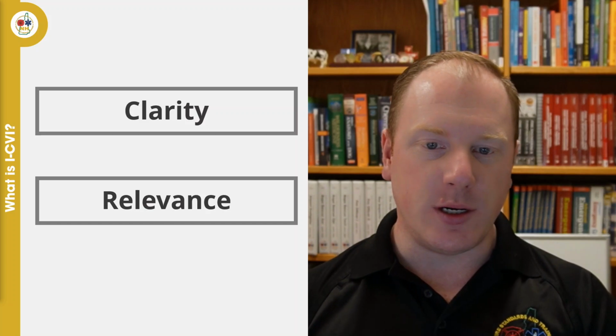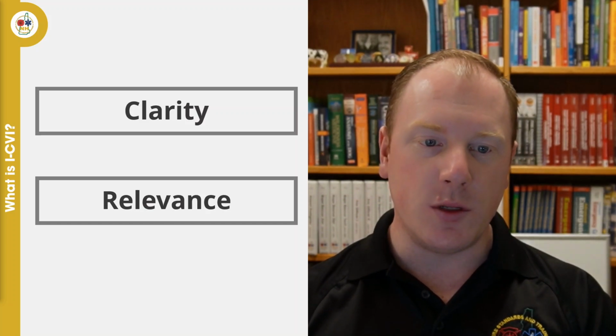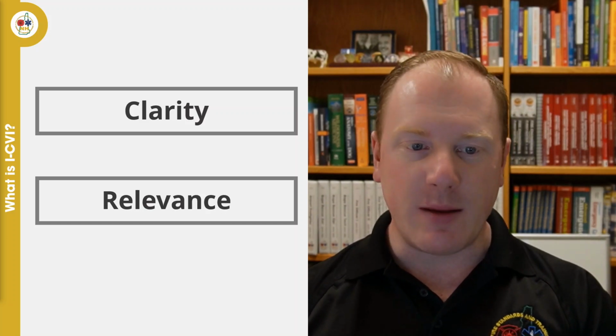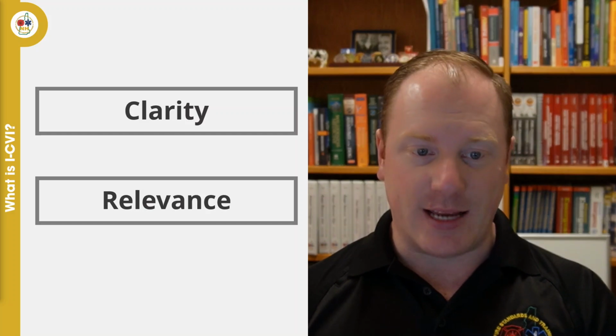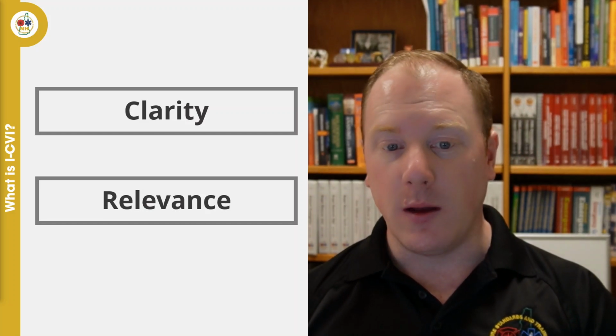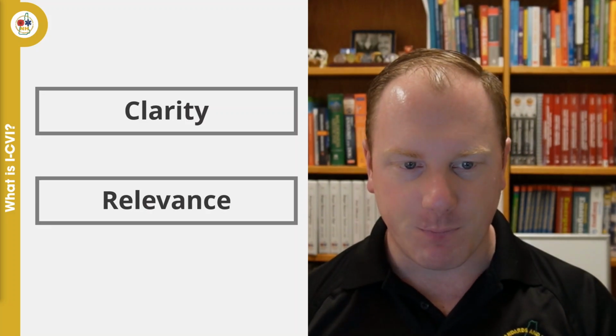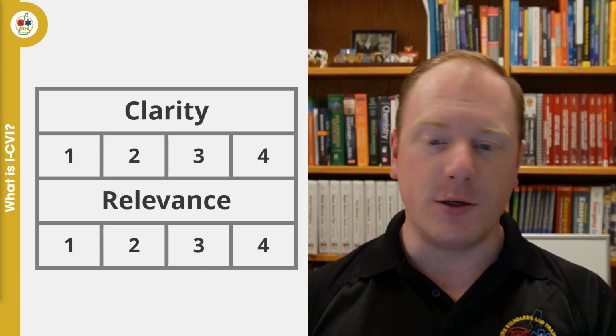Relevance is when a question in a test or in teaching material is relevant to the topic. It means it's really about the topic at hand. For example, in a first aid test, a relevant question would be about how to bandage a wound, not how to bake a cake. Both of these categories are scored from 1 to 4.